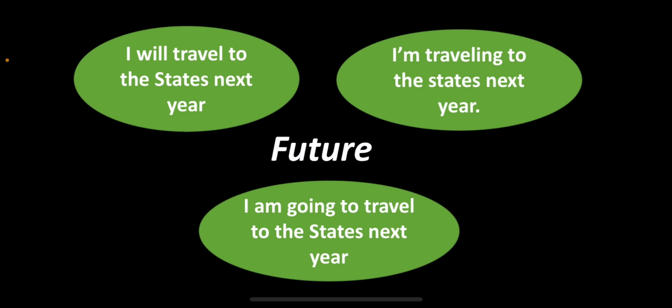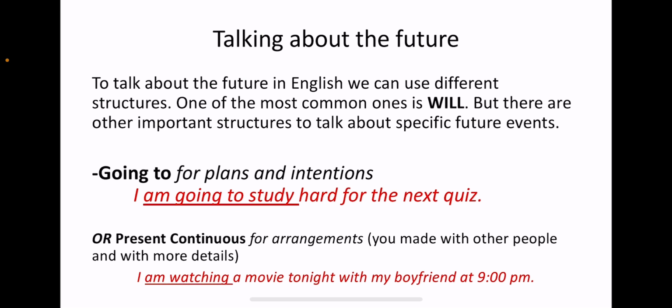So that is interesting because we know that there are many structures that we can use for expressing the future in English, not only will. And each structure that we use has a specific meaning, or we need to use the correct structure depending on what we're trying to say about the future. So apart from will, we can also use going to. You remember when we use going to, right? Going to is for plans and intentions. So I am going to study hard for the next quiz.